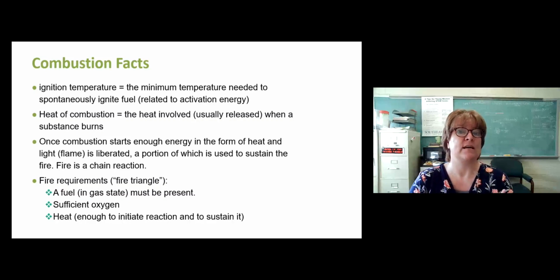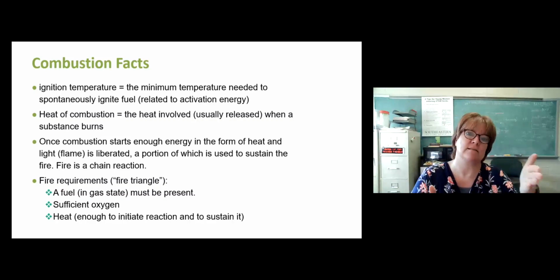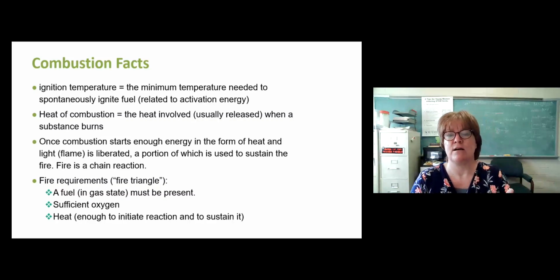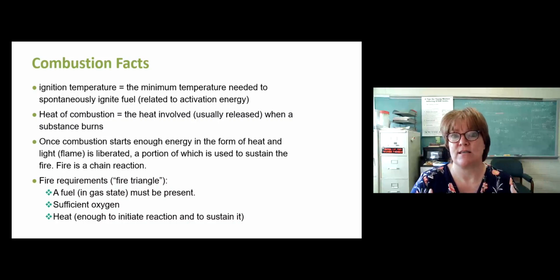Then we talk about the heat of combustion. This is how much energy is released when a substance is burned. And not all substances are the same, so some substances have higher heats of combustion. They give off more energy than others. Once the combustion starts, and there's enough energy in the form of heat and light, we begin a chain reaction. Again, that energy released is an activation energy for more reactions, and so it keeps setting off more and more, and that's that chain reaction, and we start to see the fire gets out of control.